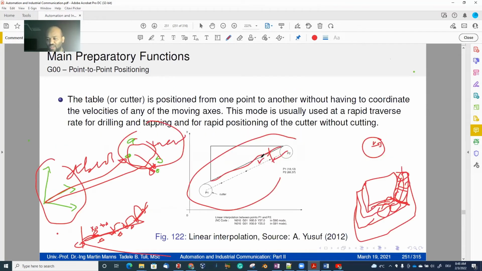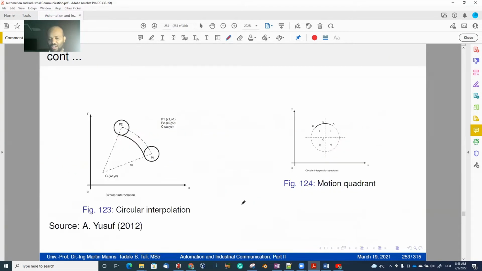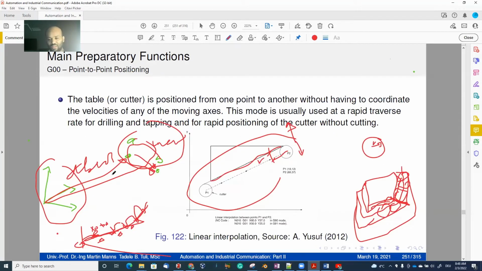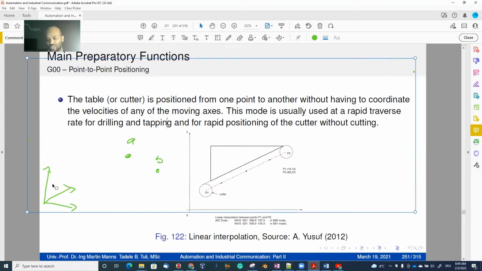Actually, even the compensation could be from the right side or from the left side. That's also very important, depending on how the operation looks. If it has to be from the right side, consider the right side tool compensation. If it is from the left side, consider the left side tool compensation. That is something really important.